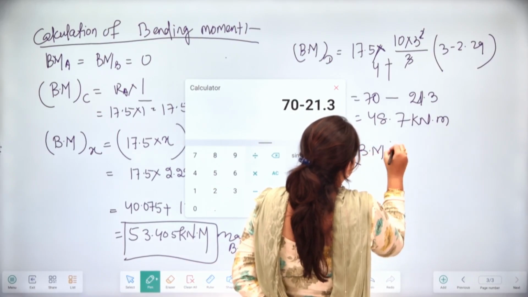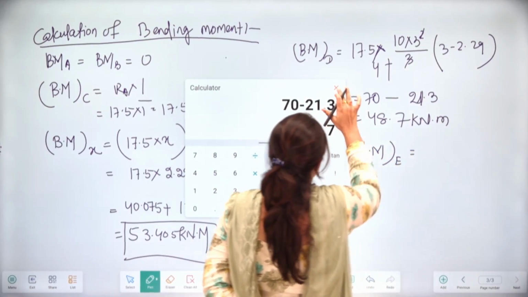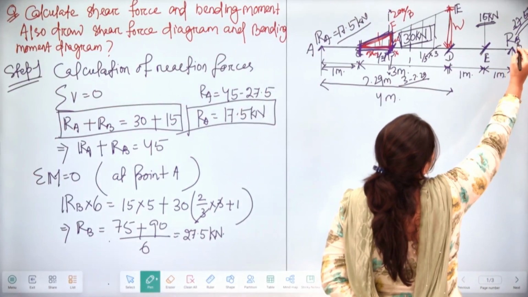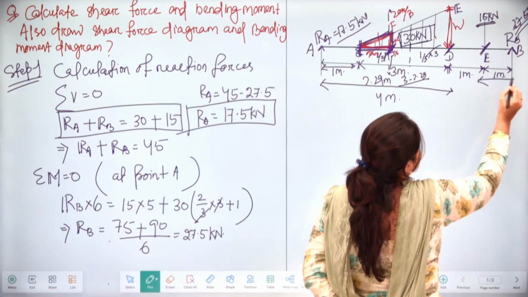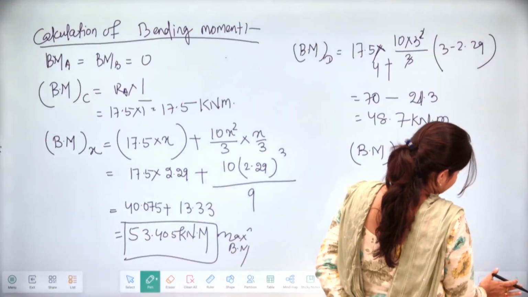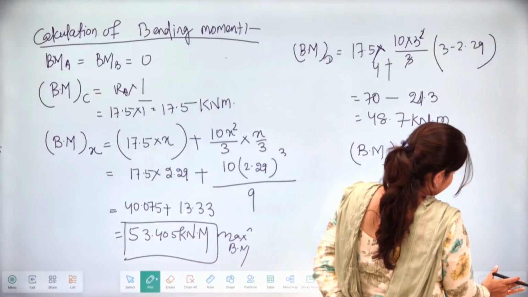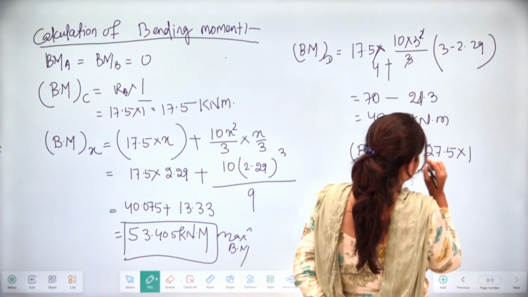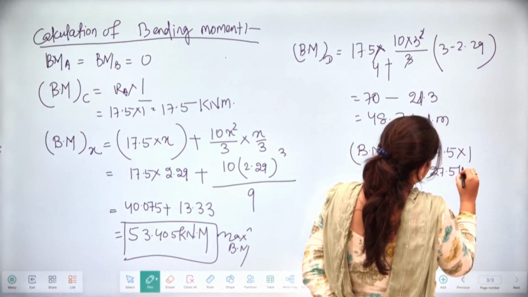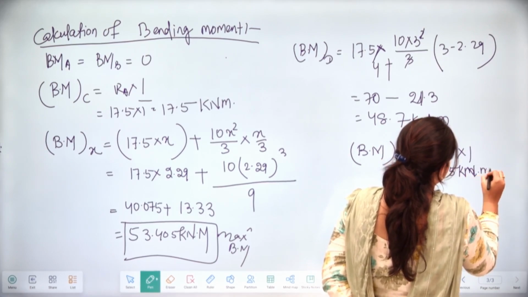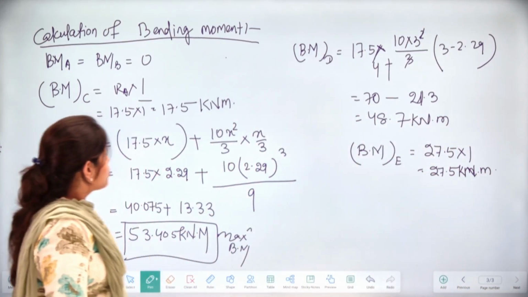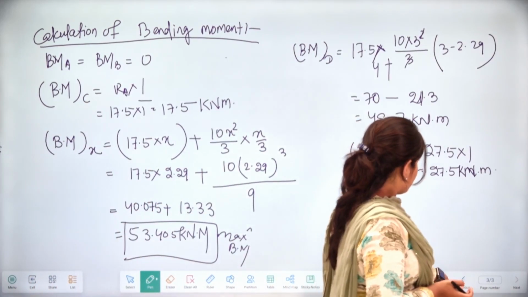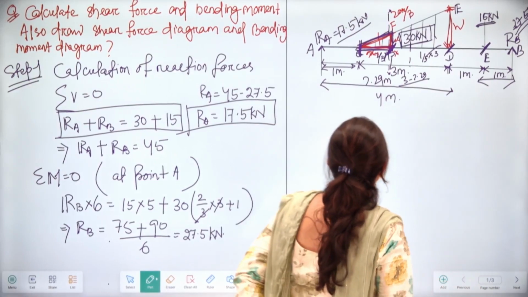Now bending moment at E. Here we can also calculate, like we have 27.5 here. We can multiply this distance and find it out. It will be easy for us. Like 27.5 into 1, that is 27.5 kilonewton meter. Right? So here we all have the shear force and bending moment values. Now we can draw the SFD and BMD.